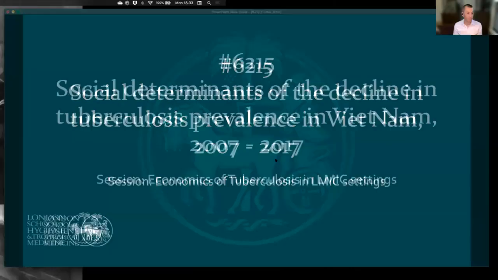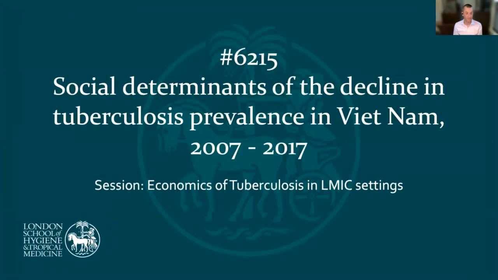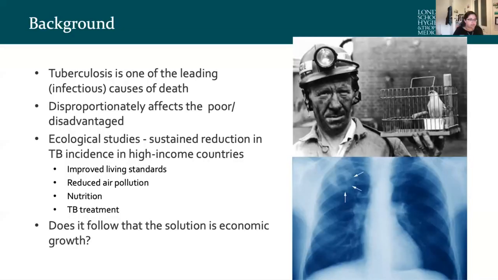Great. My name is Nicola Foster, and I'm presenting some of our work from Vietnam, where we analyzed the social determinants of the decline in TB prevalence in Vietnam, looking at two TB prevalence surveys in 2007 and 2017.